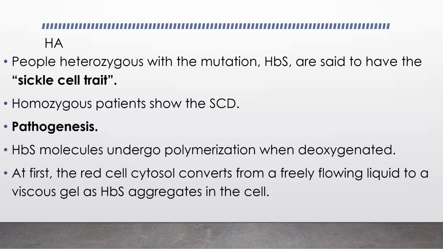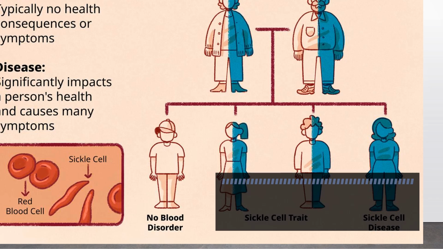HbS molecules undergo polymerization when deoxygenated. They change their shape. That's why they become elongated. They stretch out the cell membrane. And when this happens, a lot of times they permanently become stretched out, like in needle shape or elongated shapes. And thus sickling of the RBCs is seen. And of course, they are then damaged by the mononuclear phagocytes. They are totally abnormal. So first of all, the red cells convert from a free-flowing liquid to a viscous gel in the cytosol, and HbS starts aggregating in the cell. Later on, it changes the shape.